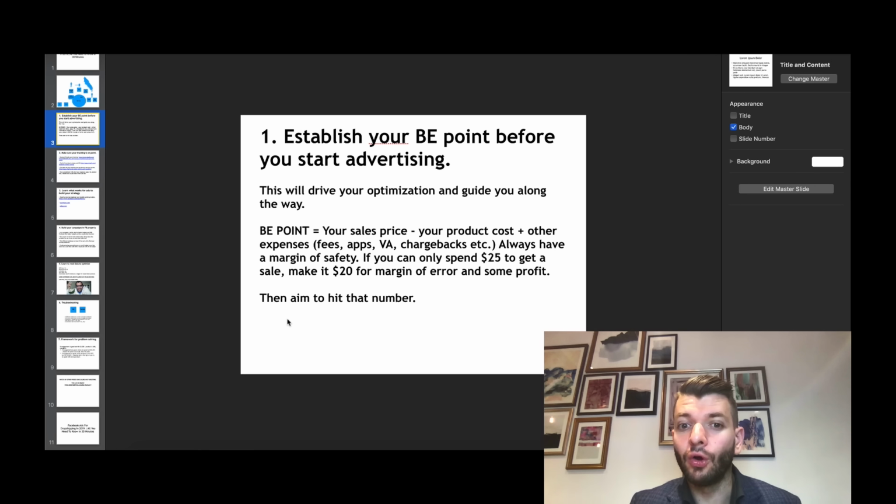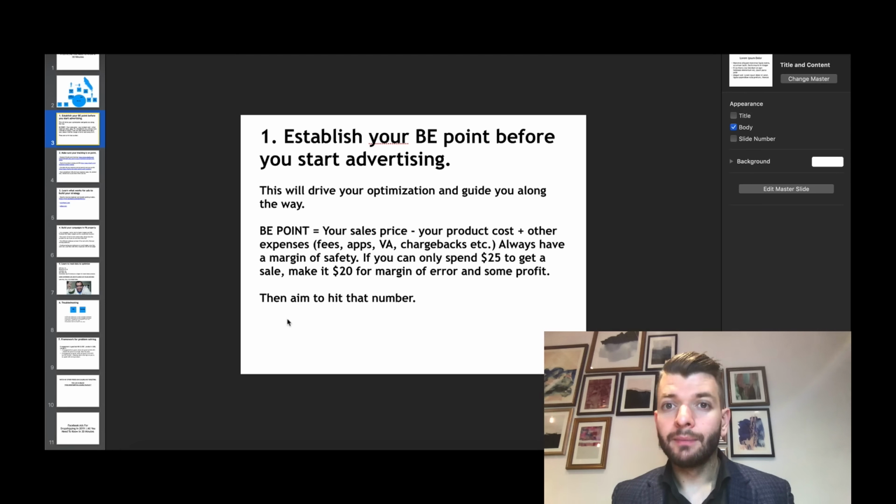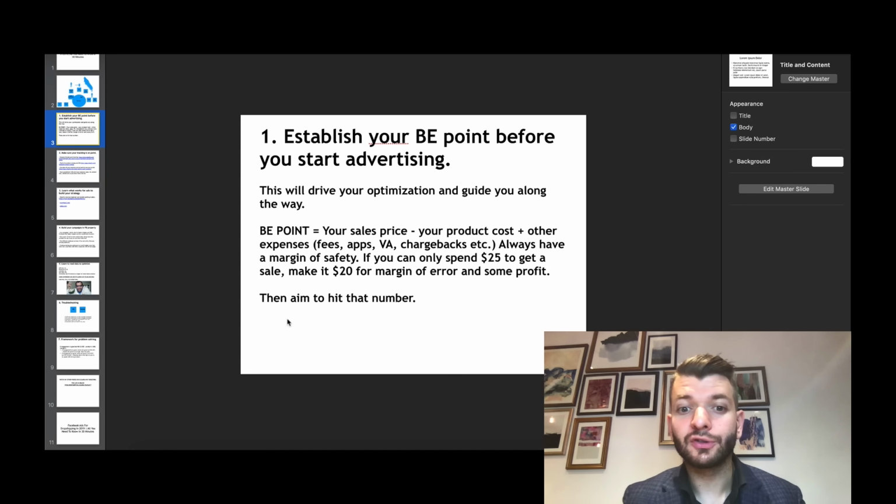And so if you can only, let's say you can only spend like $25 to get a sale, then you have to aim for $20 in order to have that margin of safety, because you need to make a profit. Some things can happen, right? So you might not be as profitable. So you need to have that margin of error. Then you have to aim to hit that number, purchases under $20.